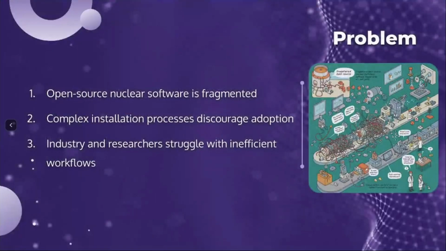The open source nuclear software landscape is highly fragmented. While some tools work together, many still operate in silos, making it difficult to create a seamless workflow. Setting up these tools is often complicated, requiring complex installations that discourage potential users. Researchers, students, and industry professionals end up spending more time on troubleshooting compatibility issues than actually innovating. This slows the progress and makes it harder for nuclear technology to advance at the speed we need.